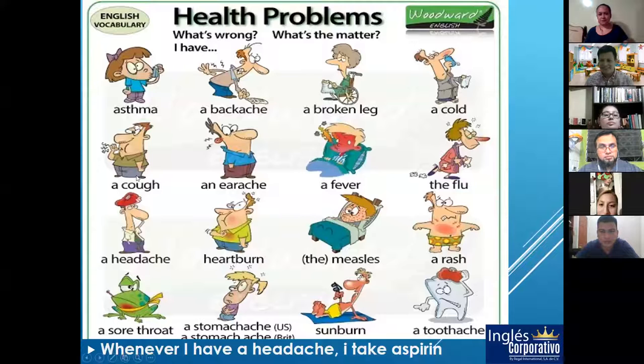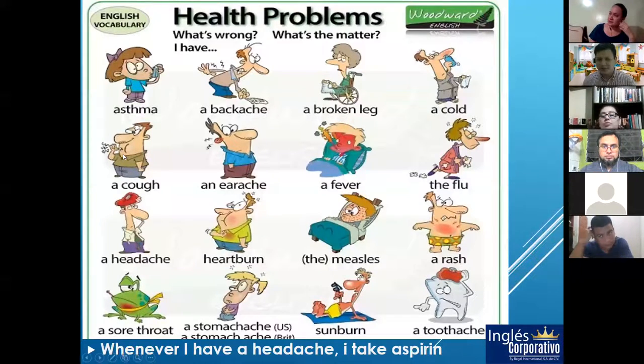This one? A cough. A cough. Okay, a cough. Very good. Cough. At the end, cough. The evident cough. Cough. Okay, very good. A cough. What does it mean in Spanish? Tos. Toser, okay. Muy bien.